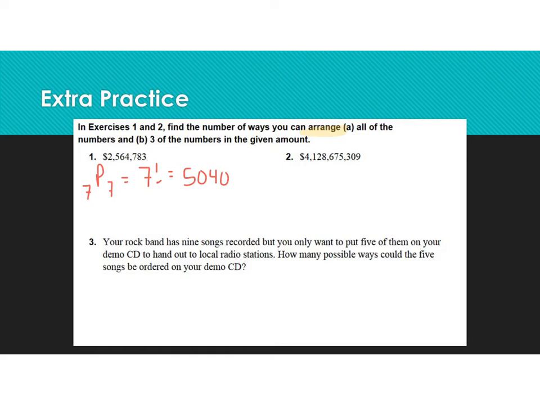Now for B, I have 7 numbers, but I only want to take 3 at a time. Looking at your formula, that's going to be n factorial over n minus r factorial. Now, 7 factorial is 7 times 6 times 5 times 4 times 3 times 2 times 1. I'm going to leave that as 4 factorial on the top. The bottom, 7 minus 3, is 4 factorial. Then you get to cross out your 4 factorials, and you get 7 times 6 times 5, which is 210. So why don't you pause and see if you can do number 2.